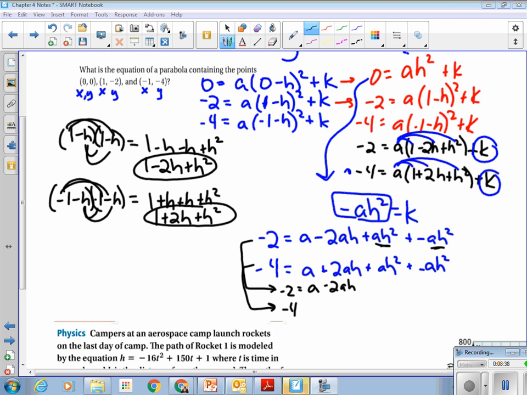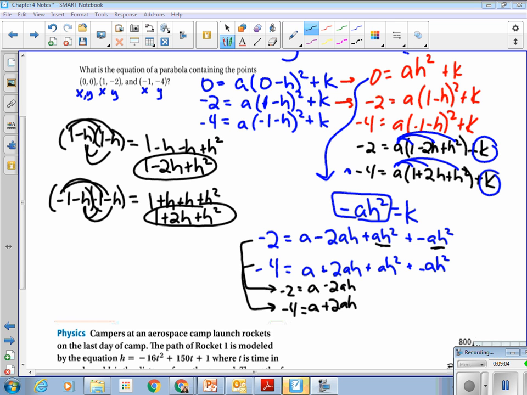Negative 4 equals. A doesn't have any a to combine with, plus 2ah. Ah doesn't have anybody else to combine with. And ah squared plus negative ah squared is 0. So essentially I have two equations, and I don't know a or h.